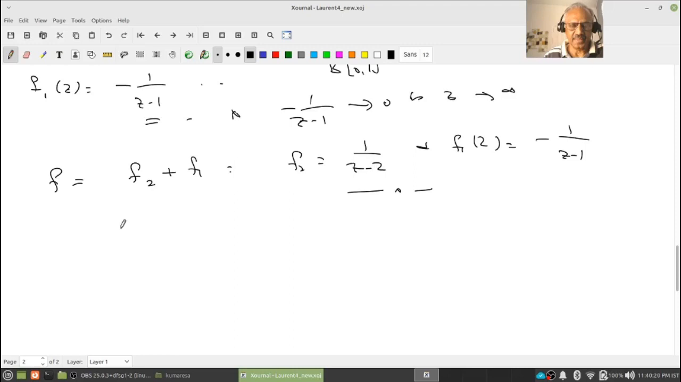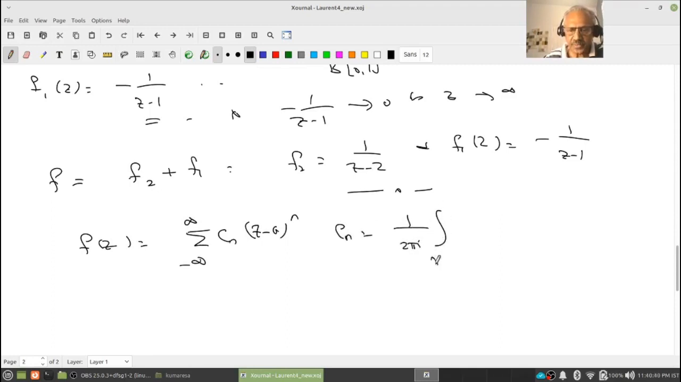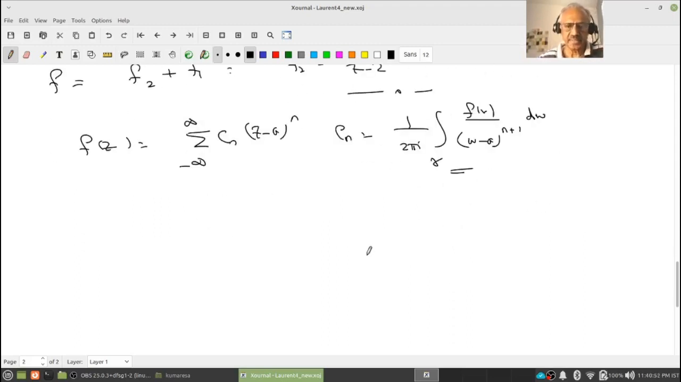Second, remember we have learned in the Laurent series expansion, if I write f of z in the annulus as summation c_n (z minus a) to the power n, n running from minus infinity to plus infinity, then c_n are given by 1 by 2 pi i over some circle gamma which is in the annulus, of f of w by (w minus a) to the power n plus 1 dw. So one way of computing the Laurent series may be to find the c_n's.